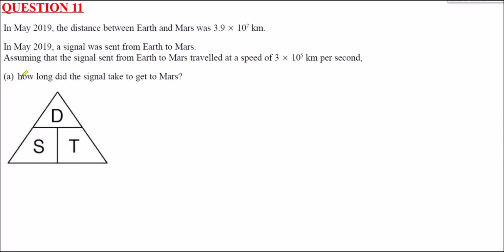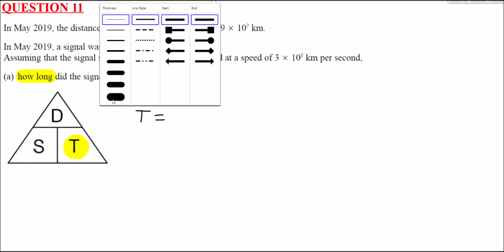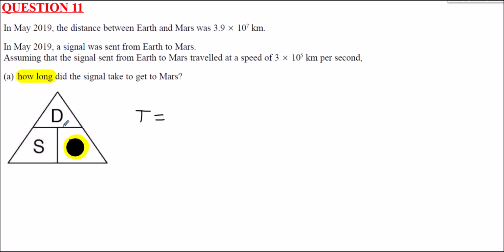We're asked how long did it take to get to Mars for the signal. So we want to work out the time. How long means how long time-wise. So time, we cover up, and then we just work out what's left. If I were to cover up the time here, what would be left? Distance divided by speed. So t is distance divided by speed.